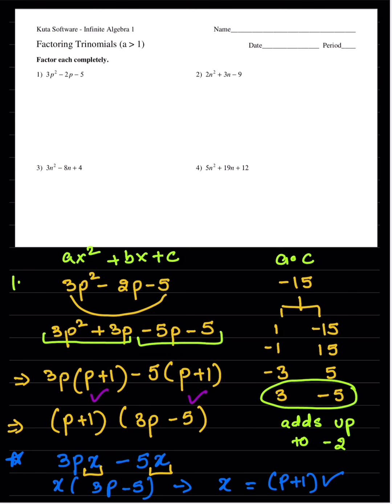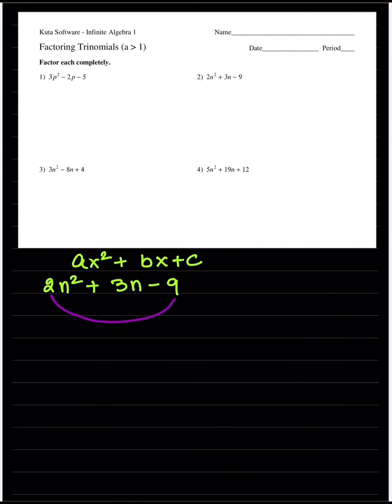Let's take another example. Our example here is 2n squared plus 3n minus 9. I'll follow the same process. I'll multiply my first and last term, which is again a negative term, negative 18.